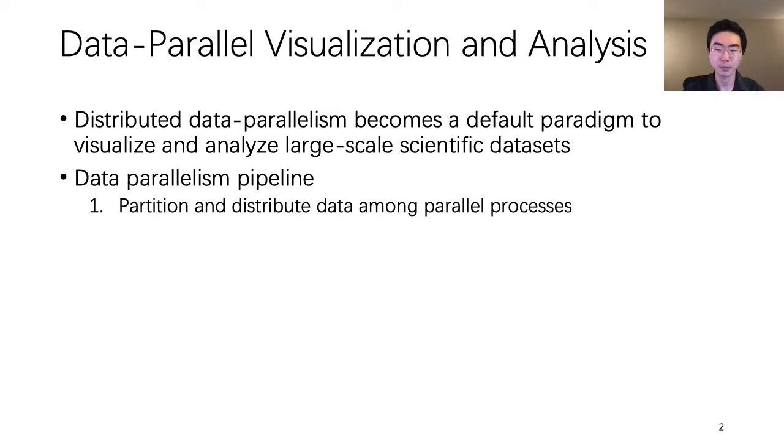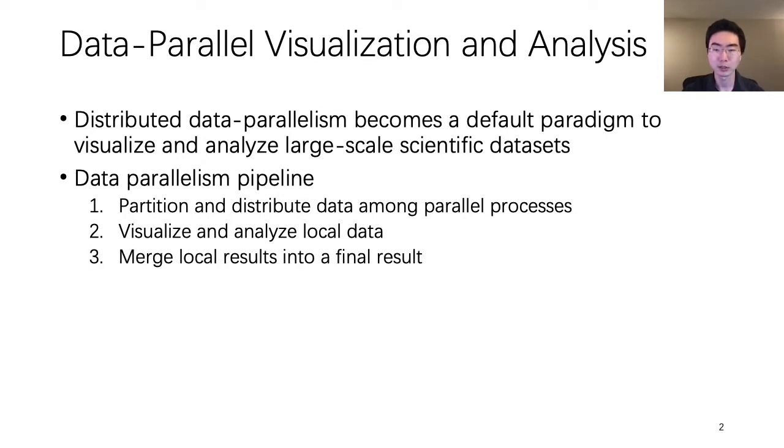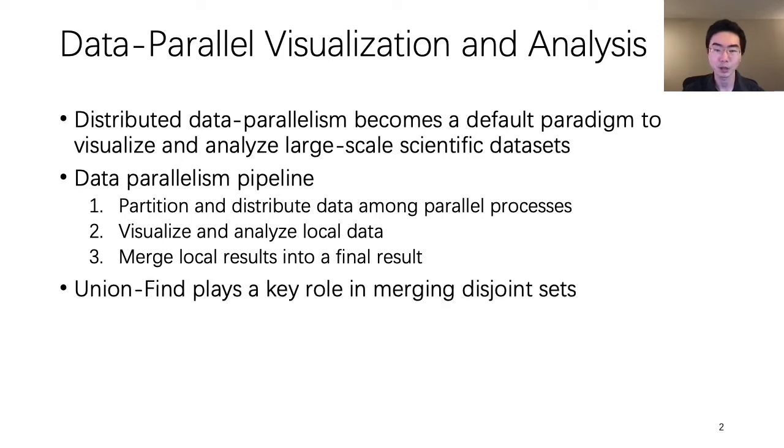First, the data is partitioned and distributed among parallel processes. Second, each process performs the visualization and analysis on local data and generates intermediate local results. Third, those local results are merged into a final result. Union Find plays a key role in merging disjoint sets.